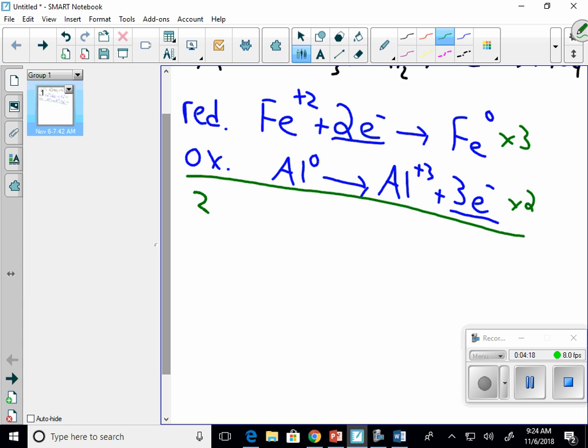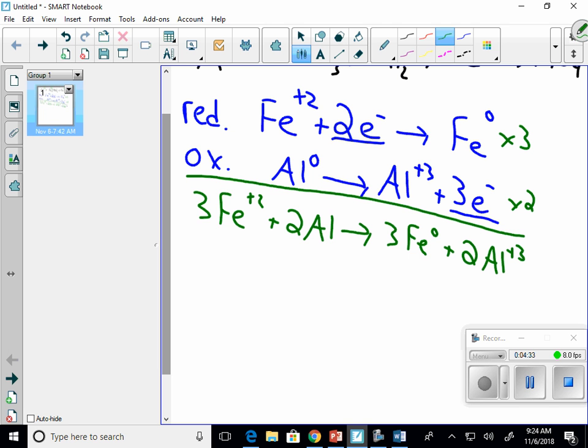So my overall equation would be 3 of the Fe +2 plus 2 of the Al will make 3 of the Fe0 plus 2 of the Al +3. So what this equation is saying is that I had 2 aluminums reacting with 3 iron ions to make the 3 irons and the 2 aluminum ions. How many electrons were transferred? It was 6. That's the number of electrons that were balanced out.